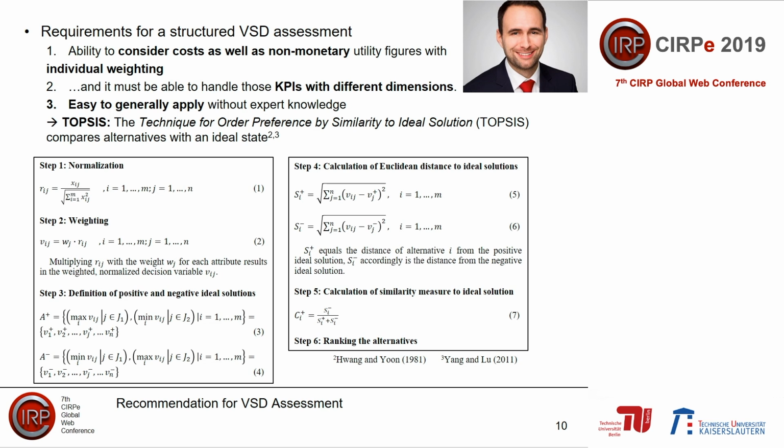After this, with your set of innovations, you define an ideal positive or negative solution with all the parameters given. After this, in step 4, you calculate a distance between the ideal solution and your real value stream design alternatives. And in the end, with this similarity measure, you rank the different alternatives, and the one that has the highest rank is the one that you choose.